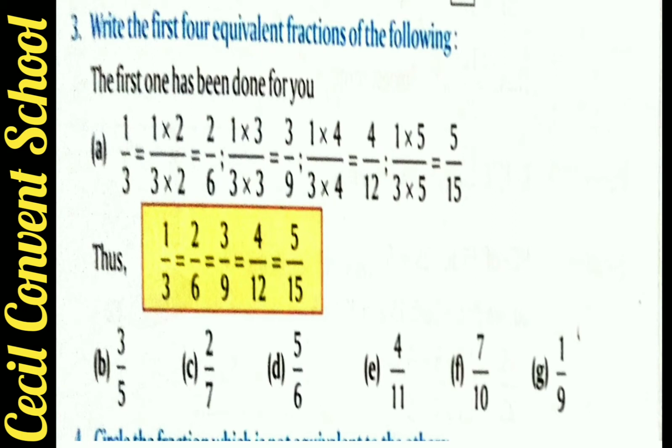So firstly, 1 by 3, when you multiply by 2 you get 2 by 6. Then you multiply 1 by 3, the main fraction, only you have to multiply firstly by 2, then by 3, then by 4, and then by 5. Clear? Now on the basis of this we do B, C, D, E, F, G parts.